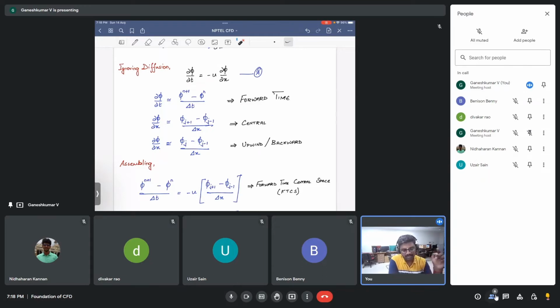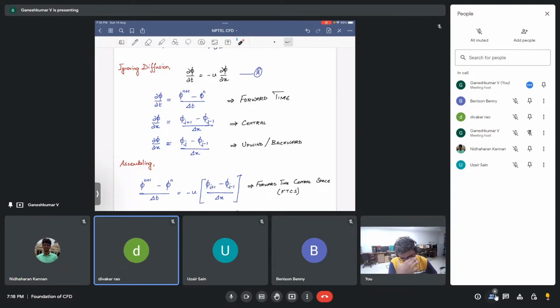We can also try central in time, second order time. That is also possible. Everything is possible. You can do either way. The only thing is, the solution should be physical, and it should have physical meaning. It shouldn't be a non-physical solution. So unless everything is fine. That's why we come up with very sophisticated schemes, such that they will produce more physical solutions. Is that clear, Divakar?